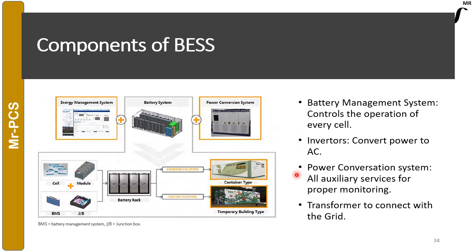Power conversion system is generally grouped in conversion unit, including all the auxiliary services needed for the proper monitoring. Energy management system monitors energy flow according to the specific application of BESS. Lastly, there is a transformer which connects to the load or to the grid.